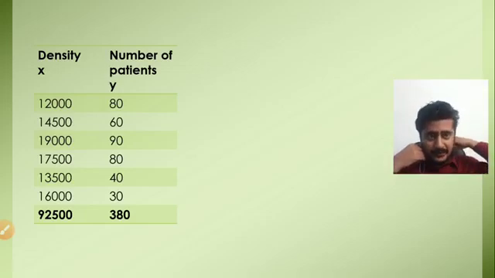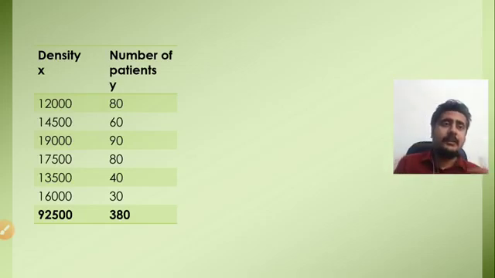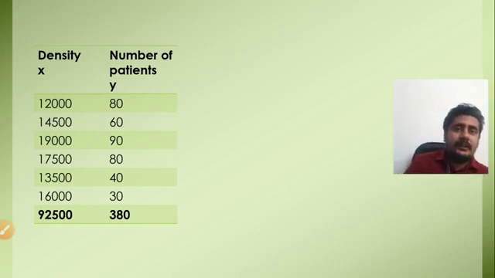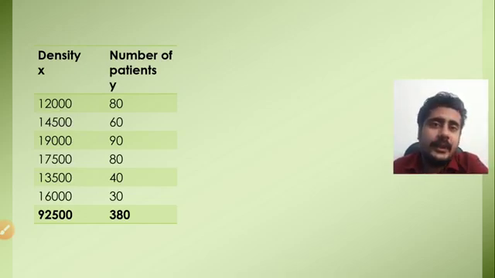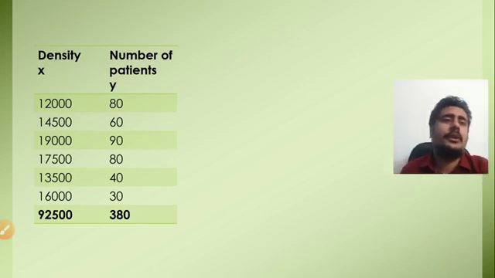Make a column x, name it density. Make a column y, name it number of patients. In column x, write 12,000, 14,500, 19,000, 17,500, 13,500 and 16,000. If you want to find the total, make it fast, or else write 92,500. Take your calculator, add 12,000, 14,500, 19,000, 17,500, 13,500, 16,000. It should be 92,500.